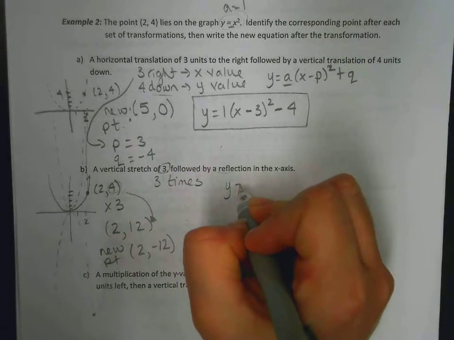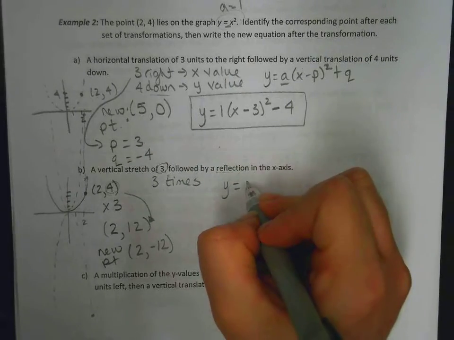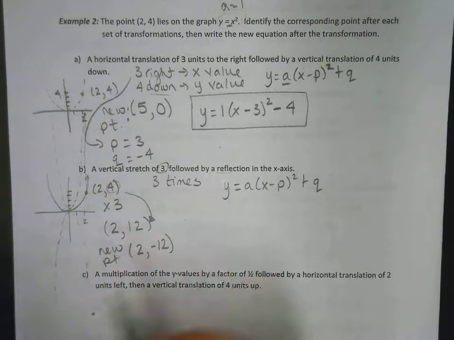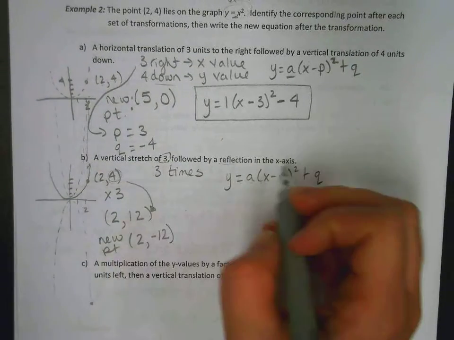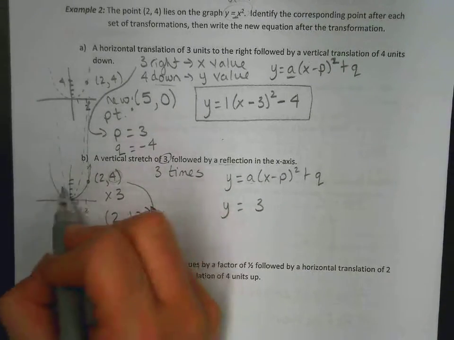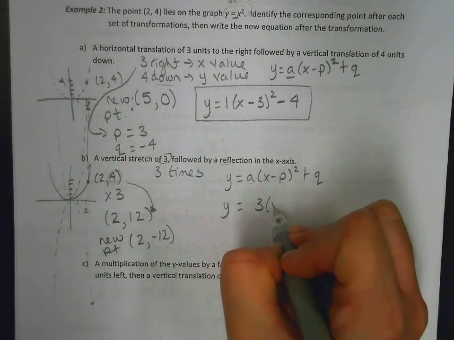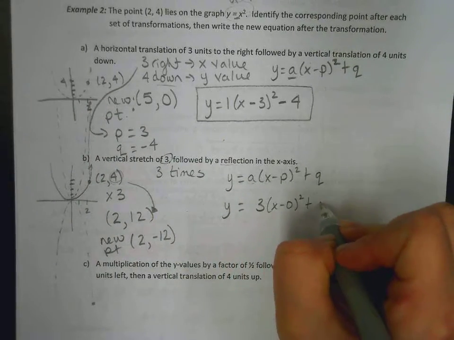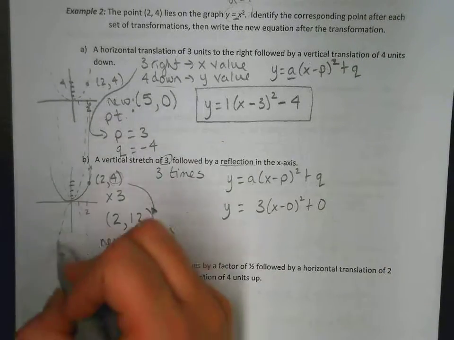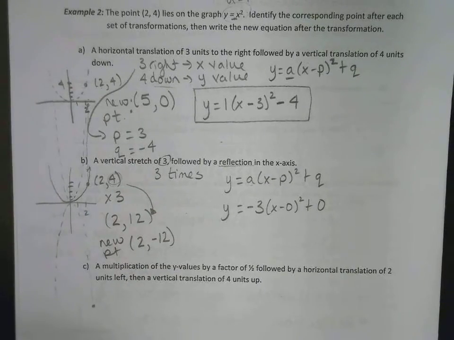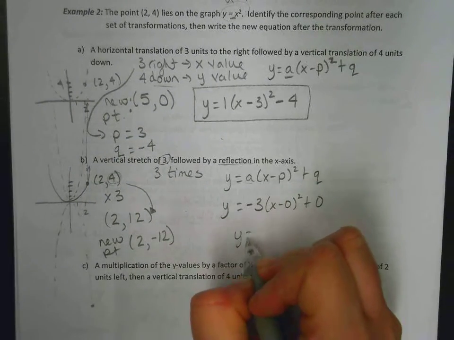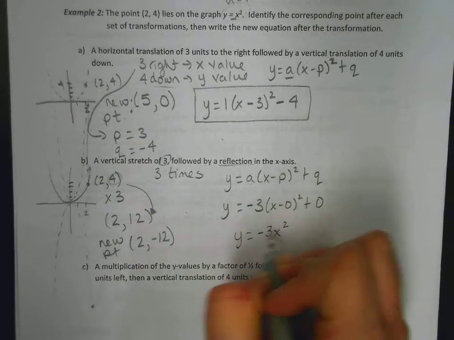All right, so now let's write our new equation. Well, our original equation started with y equals x squared. I am now going to substitute a, p, and q values. Well, my a value is my vertical stretch, which would be 3. I physically have not moved this graph left or right, so my p value would be 0. And my q value would be 0. I haven't moved it up or down either. But for my reflection, because it's opening down now, my a value needs to be a negative. So technically an x minus 0 is just x. We don't need to include the 0. So my equation would just be negative 3x squared.